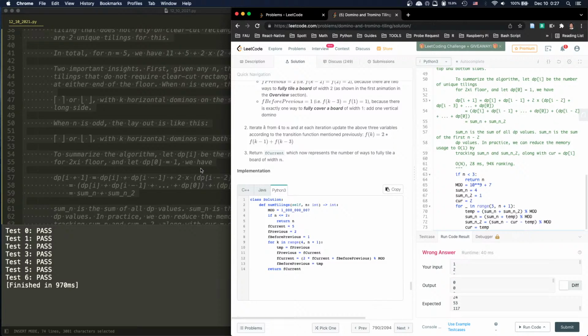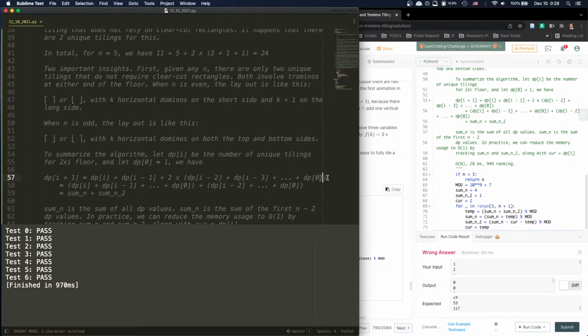I think, hold on, I might be able to figure this out. Because this is my current. I say dp, that's my f, right? dp i plus 1 equals dp i plus dp i minus 1 plus 2 times dp i minus 2 and then dp i minus 3, go all the way down to dp 0. And I forgot a parenthesis.